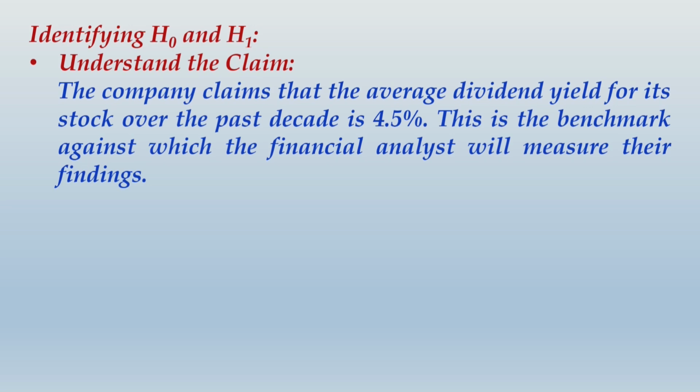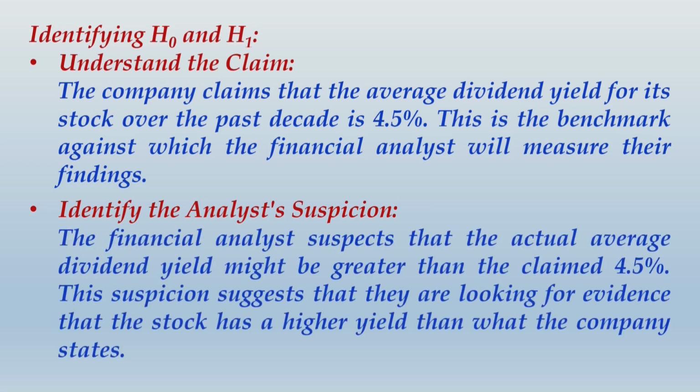This is the benchmark against which the financial analyst will measure their findings. So identify the analyst's suspicion. The financial analyst suspects that the actual average dividend yield might be greater than the claimed 4.5%. This suspicion suggests that they are looking for evidence that the stock has a higher yield than what the company states. That means based on these two paragraphs, you can see that the alternate hypothesis is clearly aiming at mu greater than 4.5%.